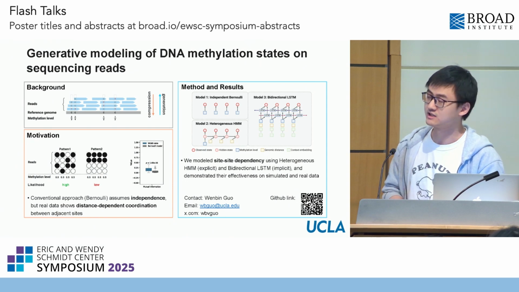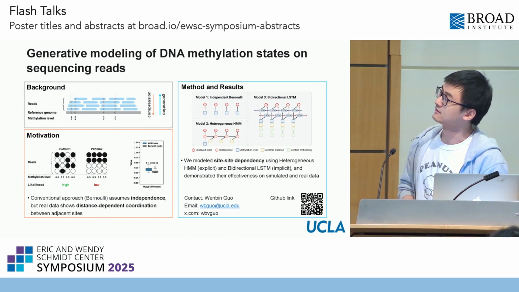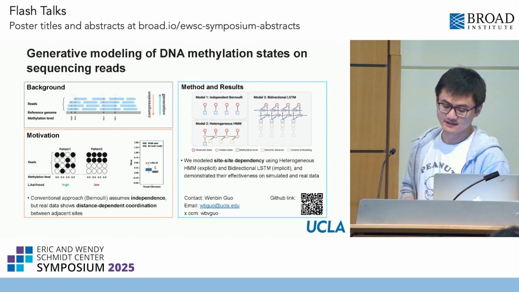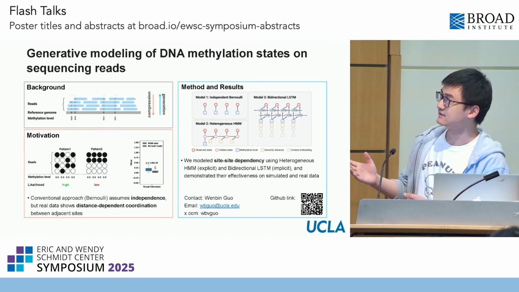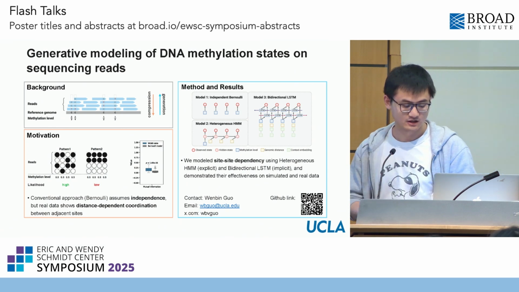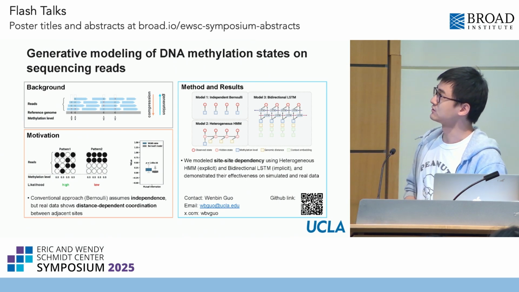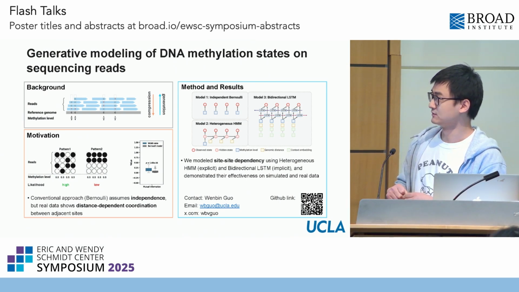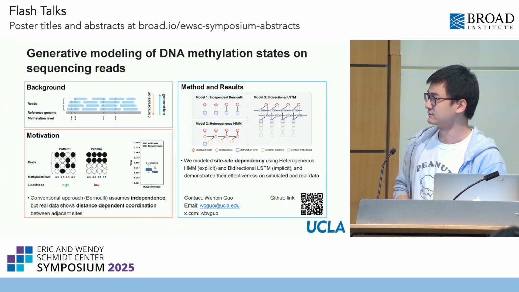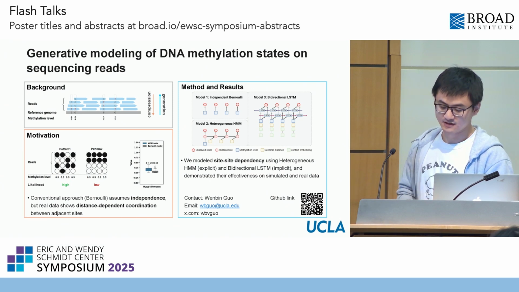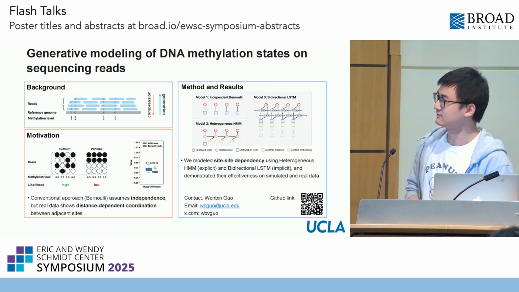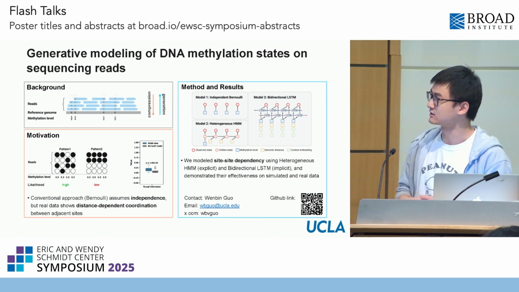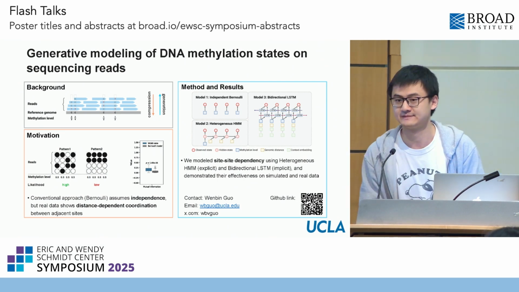One is the heterogeneous hit marker model, where the transition probability is modeled as a function of genomic distance. And the second one is to implicitly learn the dependency structure using the bidirectional long short-term memory network. And if you want to learn more about the generative models and also the epigenomics, I would love to talk more at my poster. And here is the QR code if you want to check the code and details. Thank you.